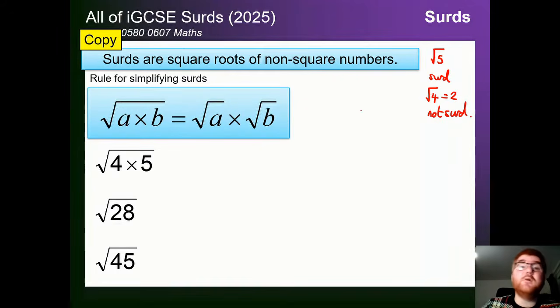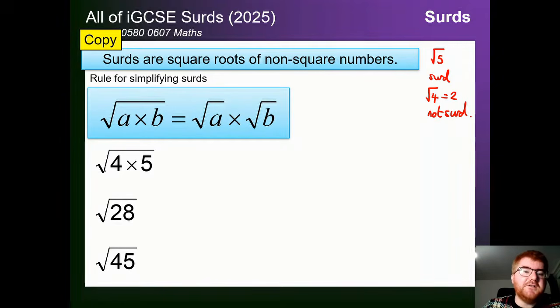Now, the first skill that we need to know here is simplifying surds, and we're going to use this fact here in blue, which is if you have the square root of a times b, that's the same as the square root of a times the square root of b. This really helps you to simplify your surds. So let's do a few examples of this.